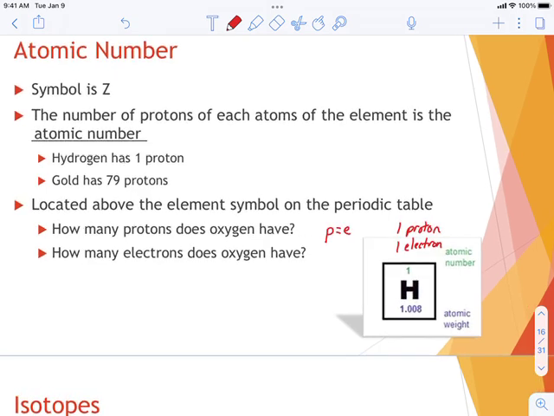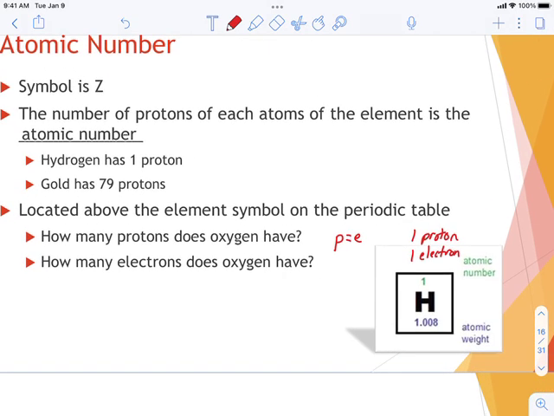I encourage you to look at your own periodic table. How many protons does oxygen have? If you want to, pause the video. And how many electrons does oxygen have? Hopefully you found that oxygen has 8 protons, which means it has 8 electrons.